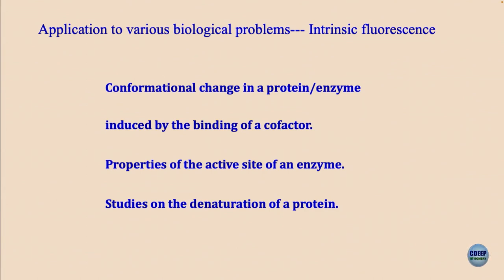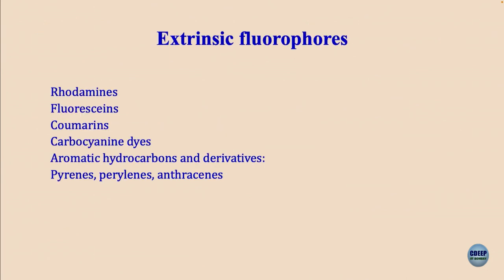So again, intrinsic tryptophan is used, and of course you can find out the location of a tryptophan in a protein, whether it is buried, exposed, semi-exposed and whatever. So all these can be used; intrinsic fluorescence can be used to study different behavior of a protein. Any question up to this point? Then I will go to extrinsic fluorophore.